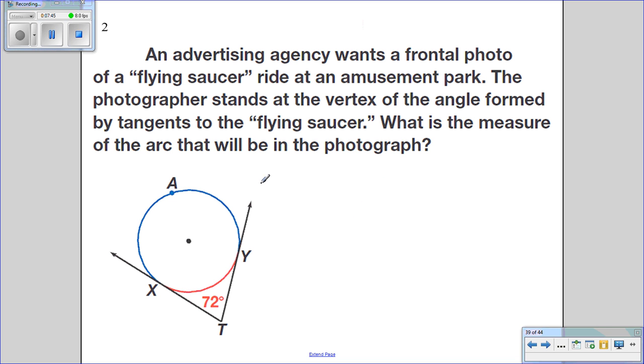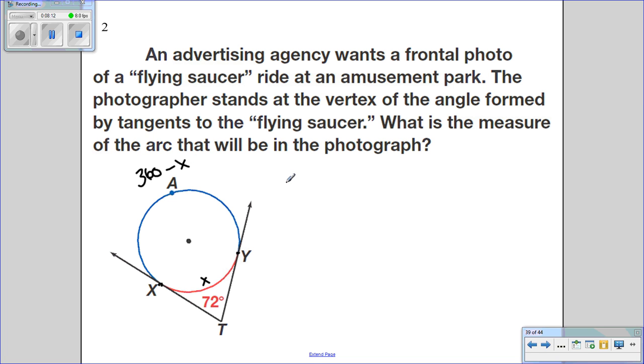All right, here's another example. An advertising agency wants a frontal photo of a flying saucer, right at the amusement park. The photographer stands at the vertex of the angle formed by the two tangents of the flying saucer. So here are your tangent lines, TX and TY. They hit the circle at one point. What is the measure of the arc that will be in the photograph? So this red arc is x. That means the blue arc would be 360 minus x.